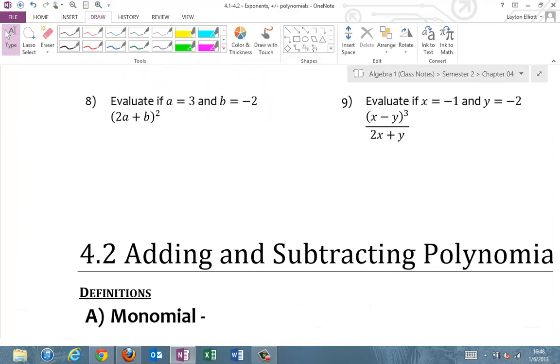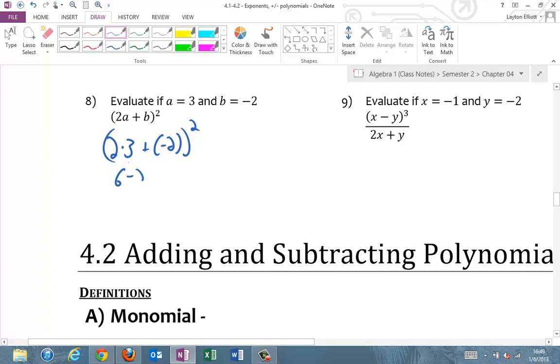Evaluate means plug in, so we're going to do our substitution step first. 2 times 3 plus negative 2, all in parentheses and all squared. Follow the order of operations. 2 times 3 is 6. 6 plus a negative 2. 6 minus 2 squared. 6 minus 2 is 4. And 4 squared is 16.